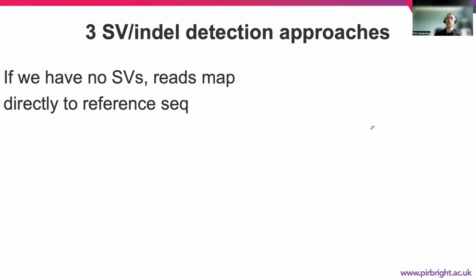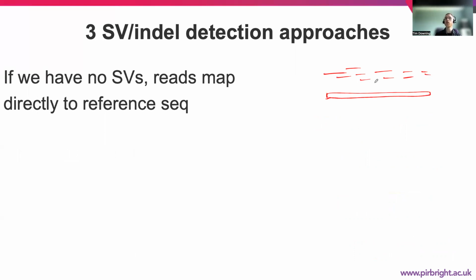So if we have no structural variants, the reads map directly to our reference sequence. We can imagine that we have a bundle of reads from our sample, reflecting the composition of our sample, and what we're going to do is map them to some reference here. And if they're the same, then they map very well, bar some minor SNPs.